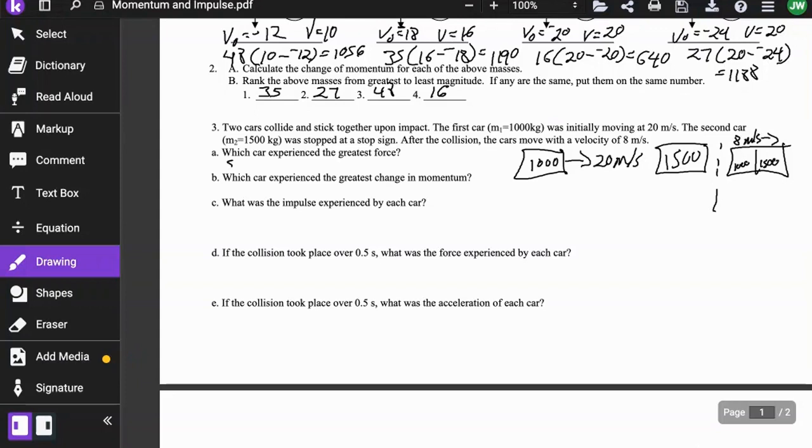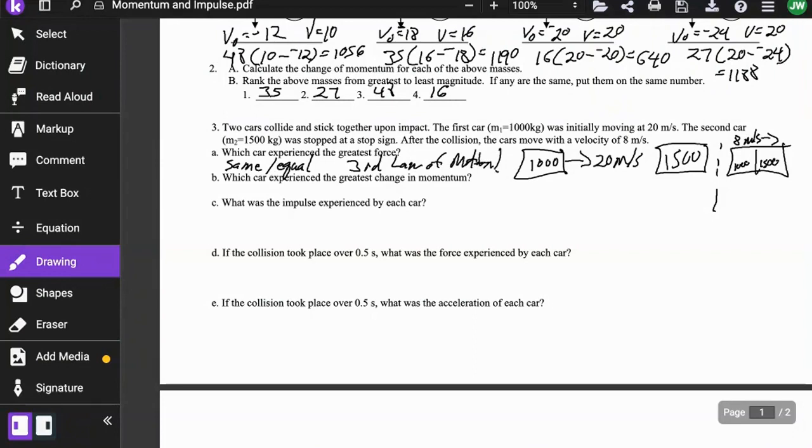Which car experiences the greatest force? We know this from Newton's third law. They experience the same force but in opposite directions. When two objects interact, the force between them is the same, but they'll be in opposite directions.